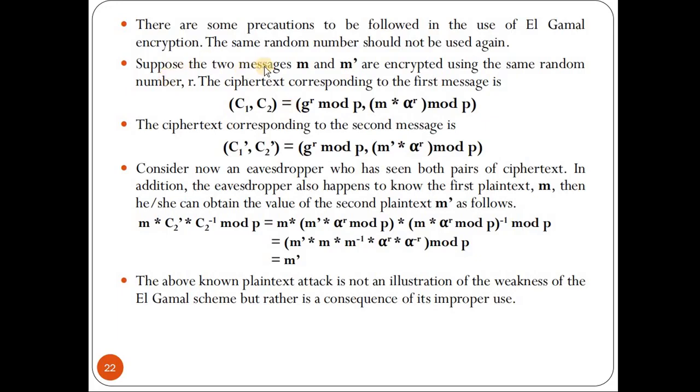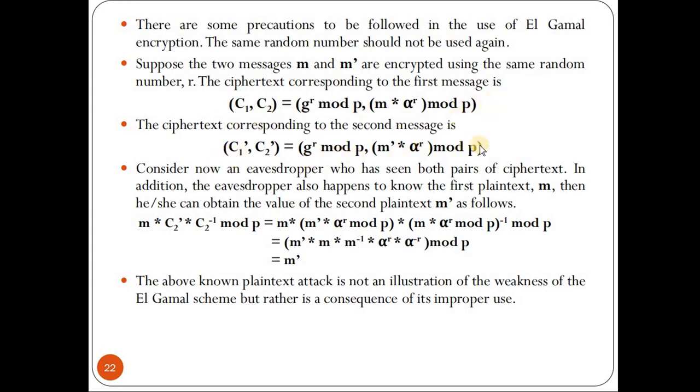Now suppose the two messages M and M dash are encrypted using the random number R, that is the same random number. Then the ciphertext corresponding to the first message will be C1, C2, where C1 is G to the power R mod P. C2 is nothing but M into alpha R mod P. So this is the ciphertext of the first message.